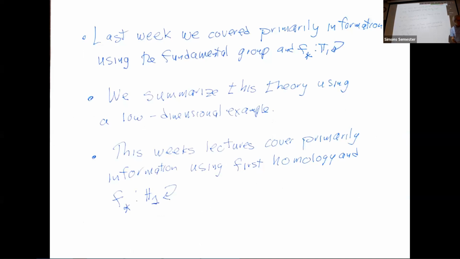All right, so as I said, last week, primarily I talked about the fundamental group. And this time I'm going to talk mainly about homology. But as I said, I'm going to review the pi1 theory using a particular low dimensional example where you can kind of compute everything by hand. But most of the machinery was developed for surfaces or higher dimensional situations.